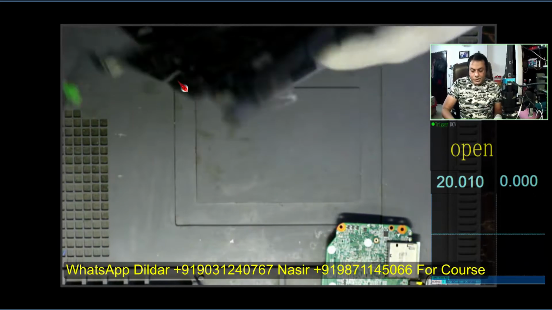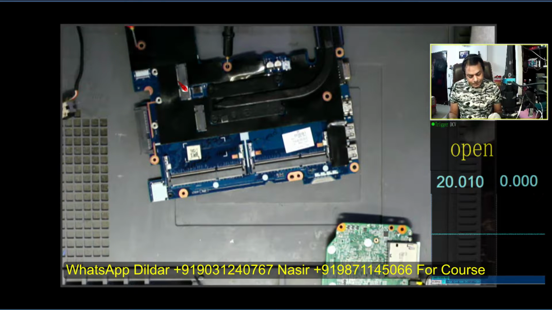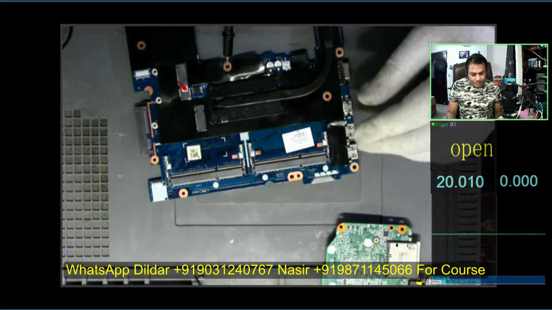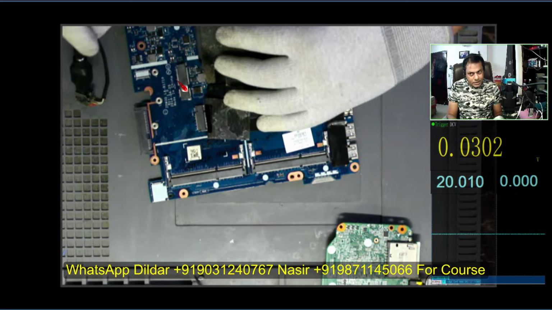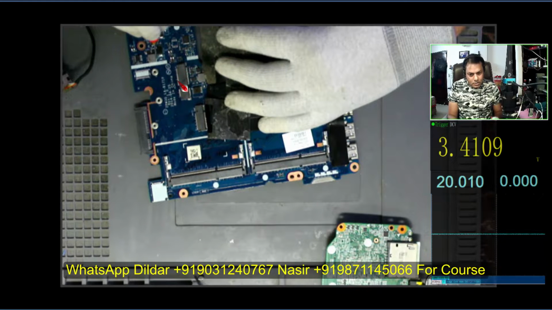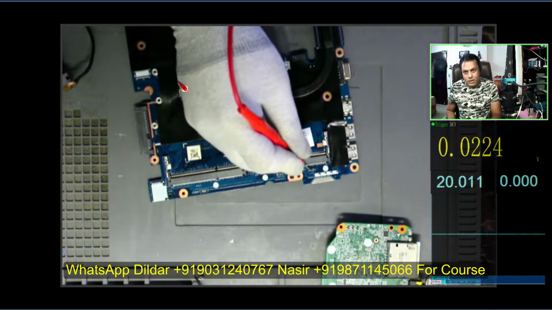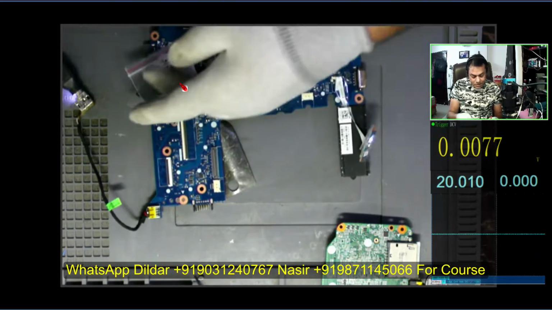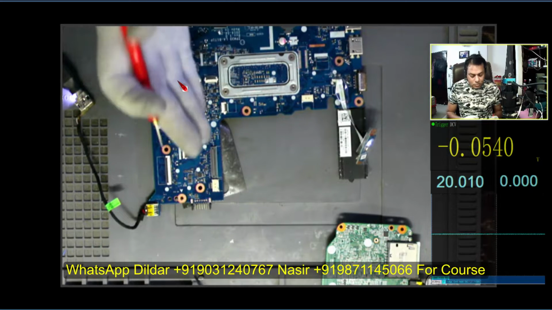So let me check RTC VCC. Everything is all right. 3.3 is available, and that is why I'm giving you my experience of what happens when you get various types of DC jack on-off problem. See, 5 volt is available, 3.3 is also available. Everything is all right, but RTC VCC is not available. And if you try to find RTC reset and SRTC reset, these are also missing. You know why? Because there is no RTC VCC, that is why.